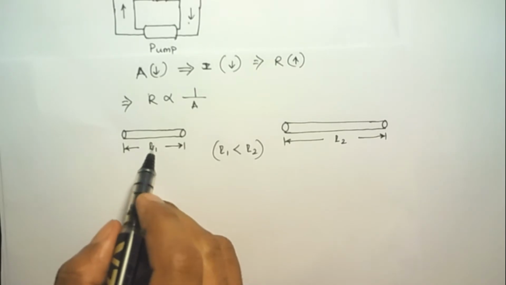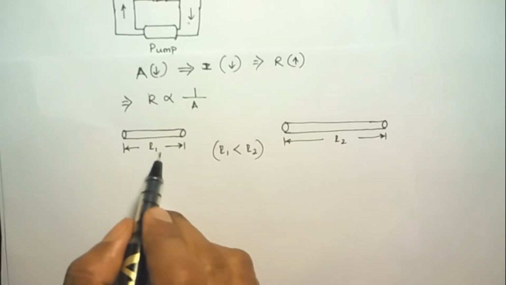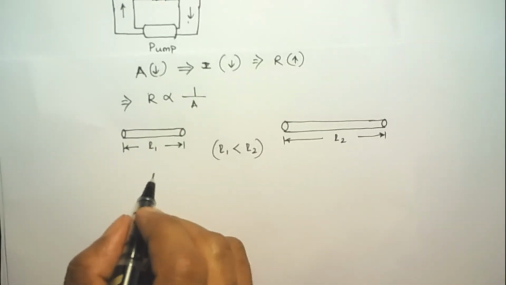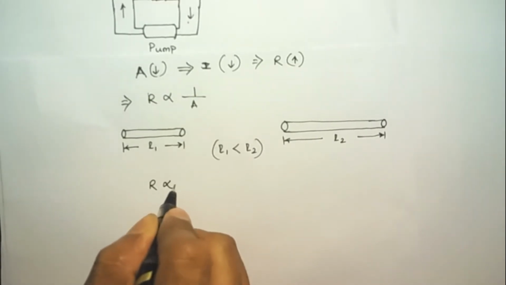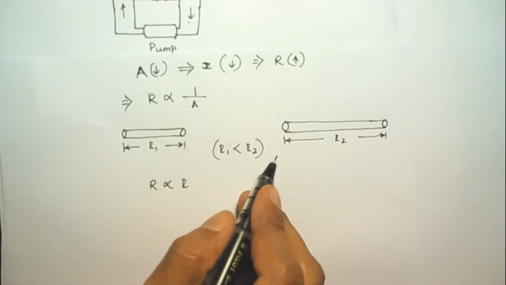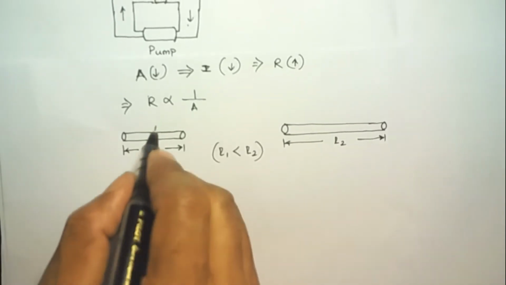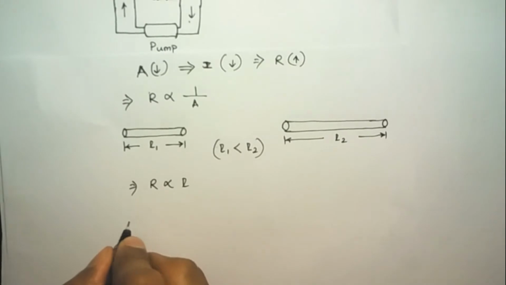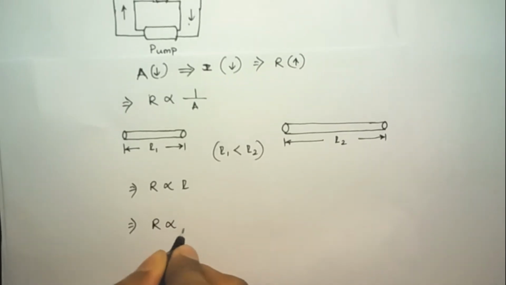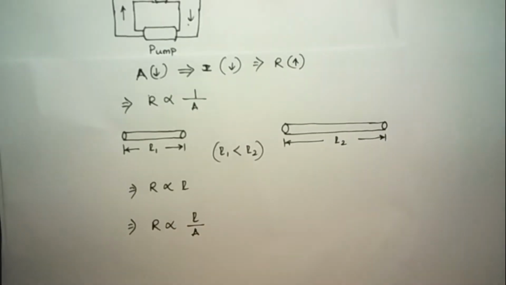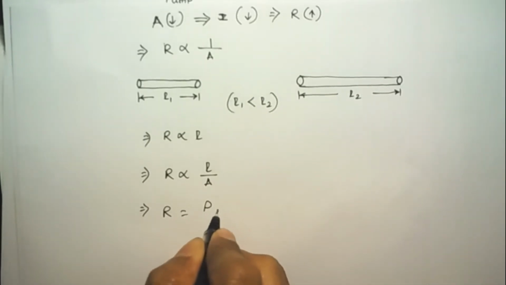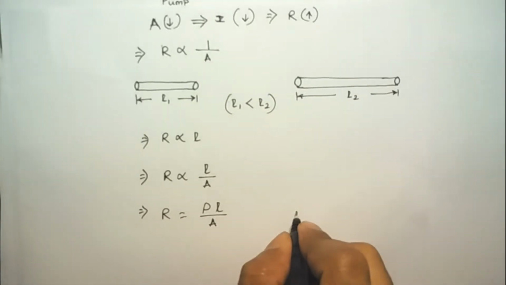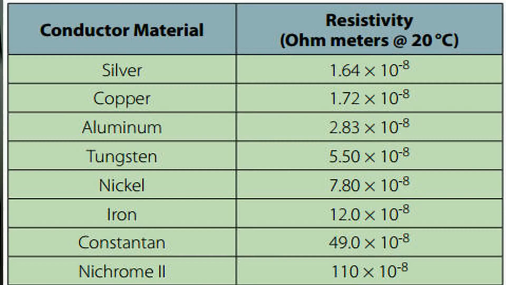For L1, the collision will be much lesser than for L2. That means the collision means the resistance, and the resistance is proportional to L, as we can see in this case. So we can merge these two equations. R proportional to L by A. That means R equals rho L by A. This rho is the resistivity. This is a chart of rho for different kinds of materials.